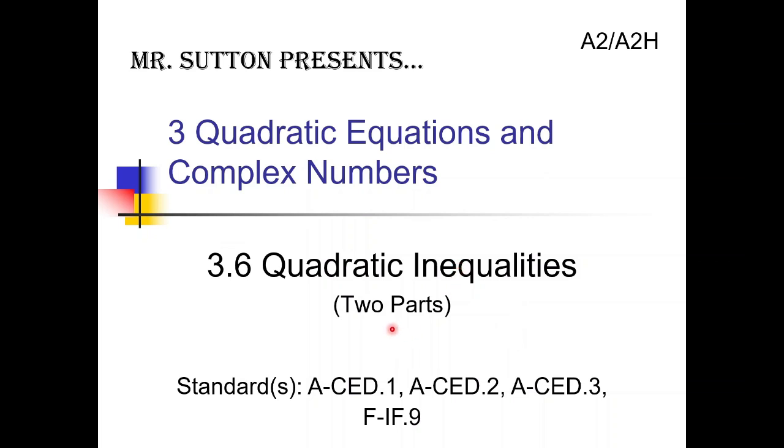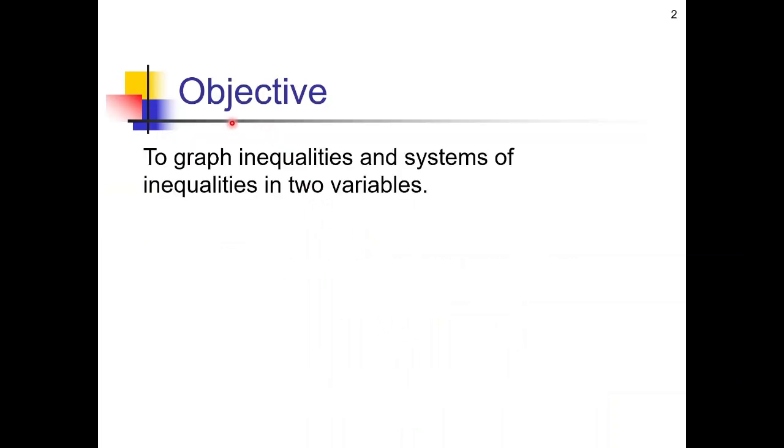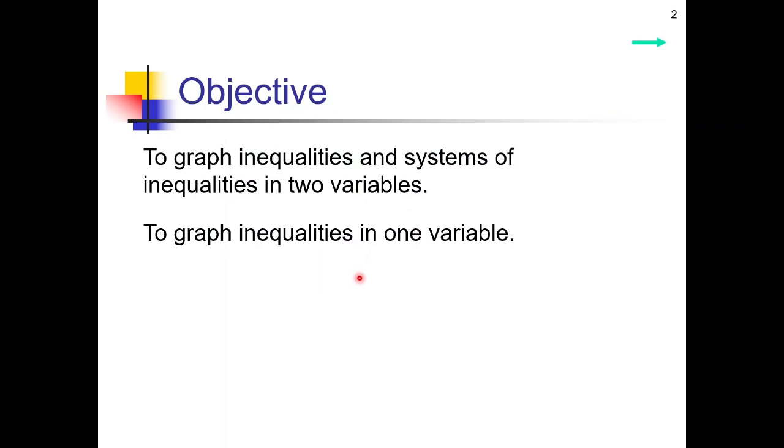This is going to be a two-parter. In this one, we're going to be graphing inequalities and systems of inequalities in two variables. That'll be in part 1. In part 2, we're going to check out some inequalities in one variable.